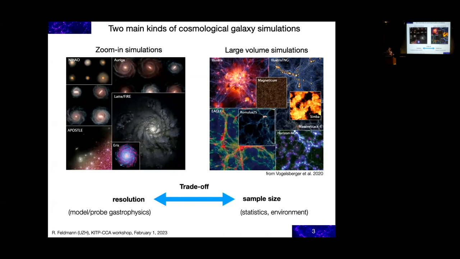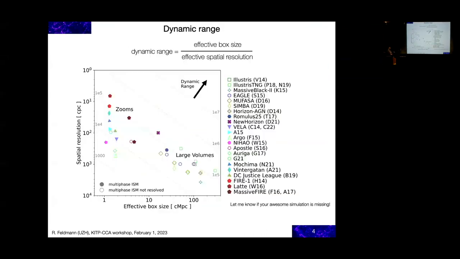All right. So one way to describe this trade-off between sample size or volume and resolution is via the dynamic range. We just divide the effective box size of the simulation, which you will have to define in a certain way for zoom-ins, by the effective spatial resolution. And again, you can have different ways of how you define that. I show this here. Sorry, now I have to use this plot at this point. Okay, so here's the effective box size.